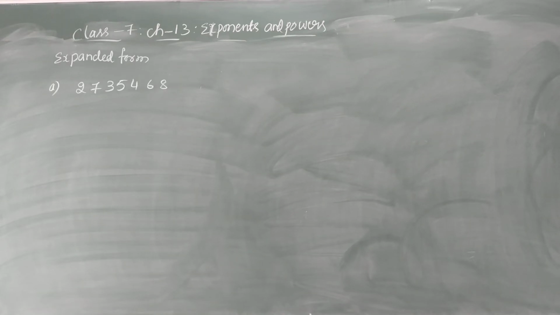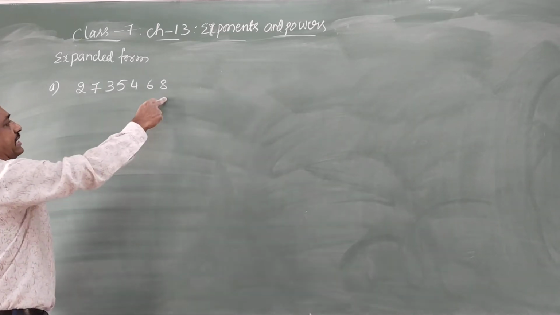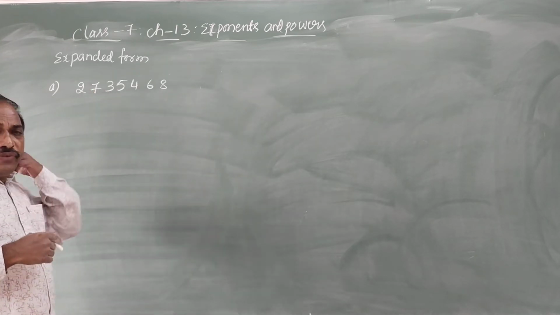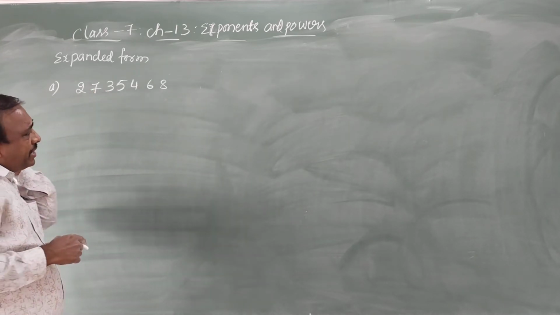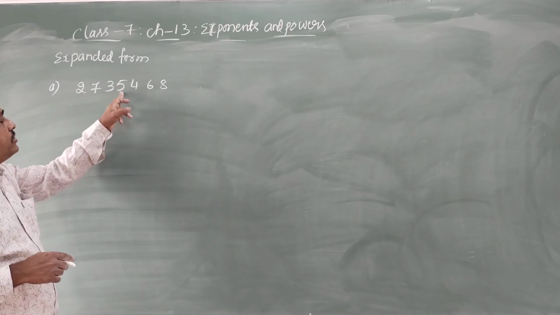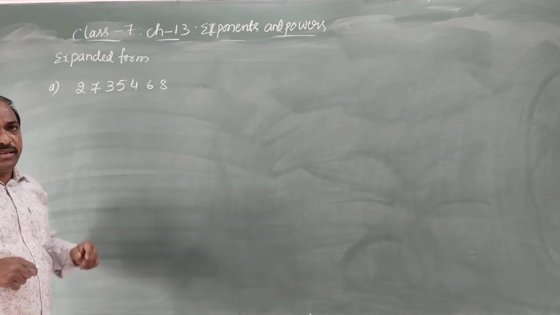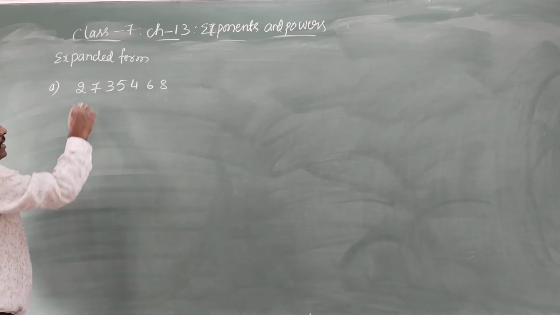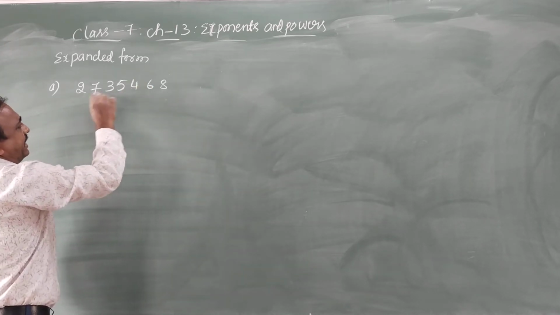Let us see how to write the given number in expanded form. So this is ones, tens, hundreds, thousands, ten thousands, lakh, ten lakhs. If it is units, tens, hundreds, thousands, ten thousands, lakh, ten lakhs, these are large numbers. What is the expanded form? See here, it is in the ten lakhs place, right?